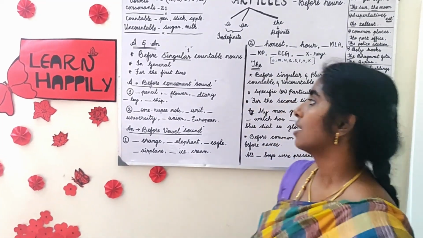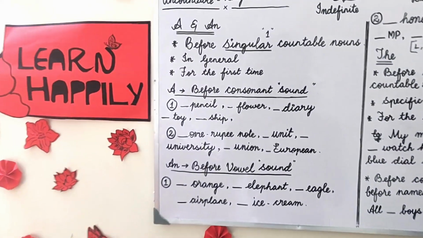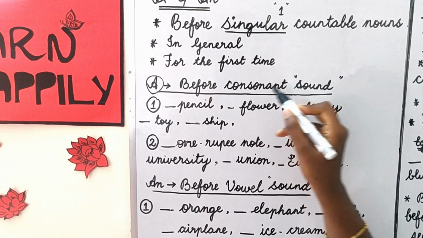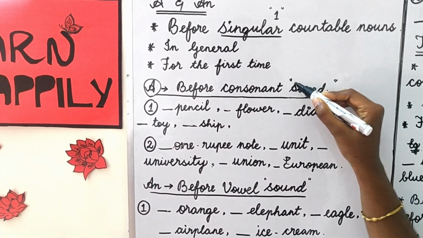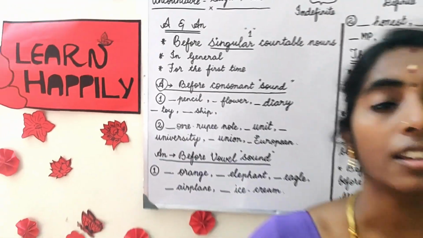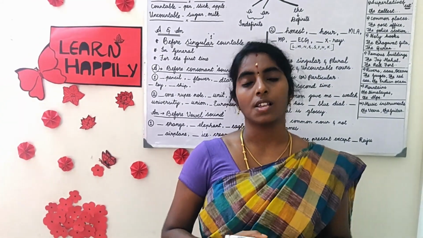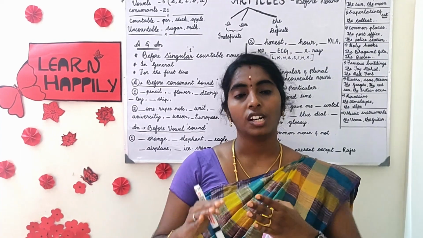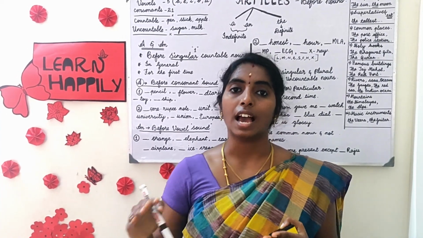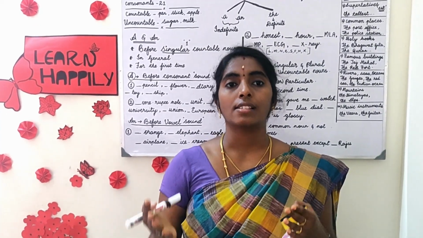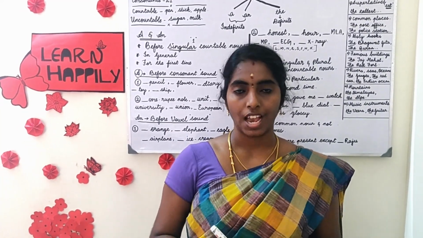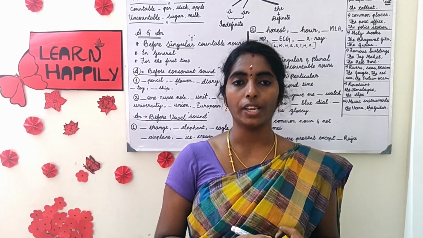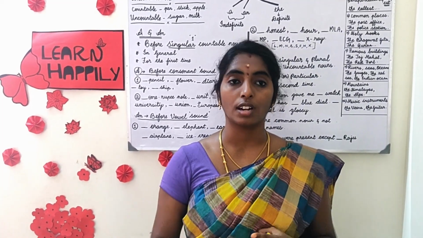Okay. Next, coming to where you should use a: before a consonant sound. See, I have highlighted sound here. Why? In our lower classes, we might have learnt that the words that are starting with a, e, i, o, u, we should place the article an, and the rest of the consonant words take the article a. Okay, so this is what we have learnt in our lower classes.